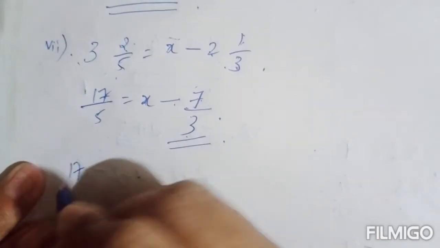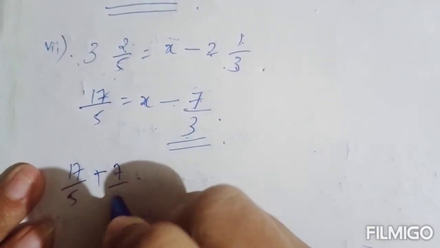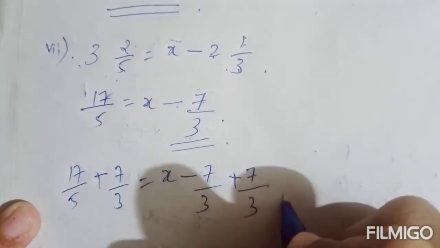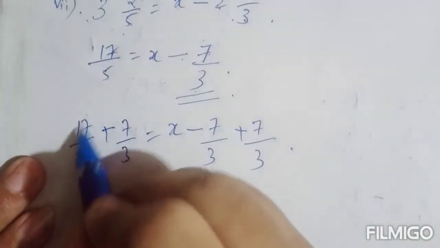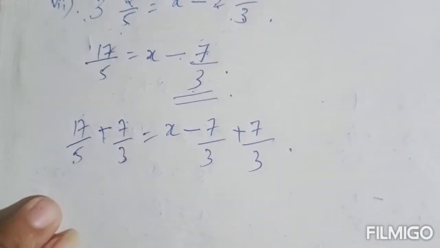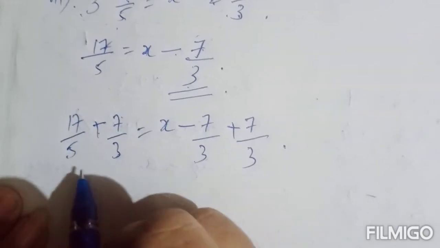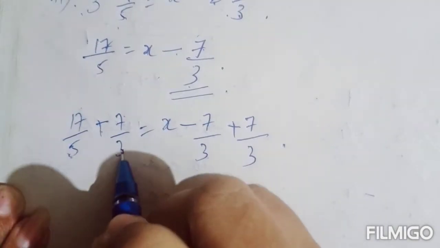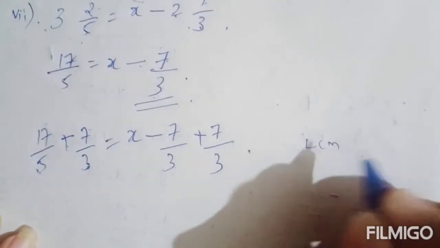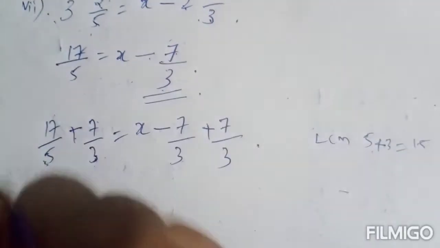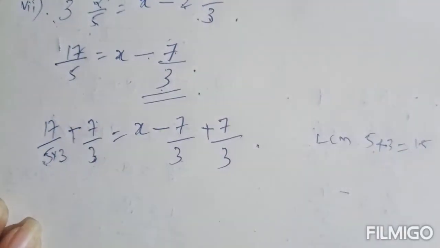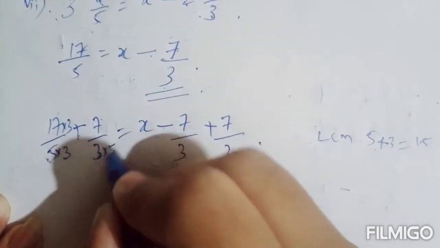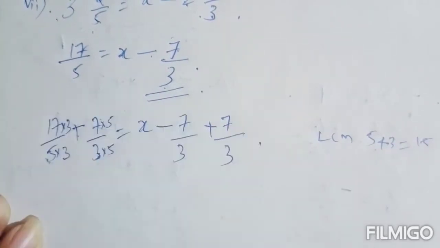17 by 5 plus 7 by 3 equal to x minus 7 by 3 plus 7 by 3. Now 17 by 5 plus 7 by 3, you have to take LCM and find the sum. LCM of 5 and 3, it is 15. 5 into 3 you will get 15, so 17 also you multiply by 3. 3 into 5 you will get 15, so 7 also you multiply by 5.